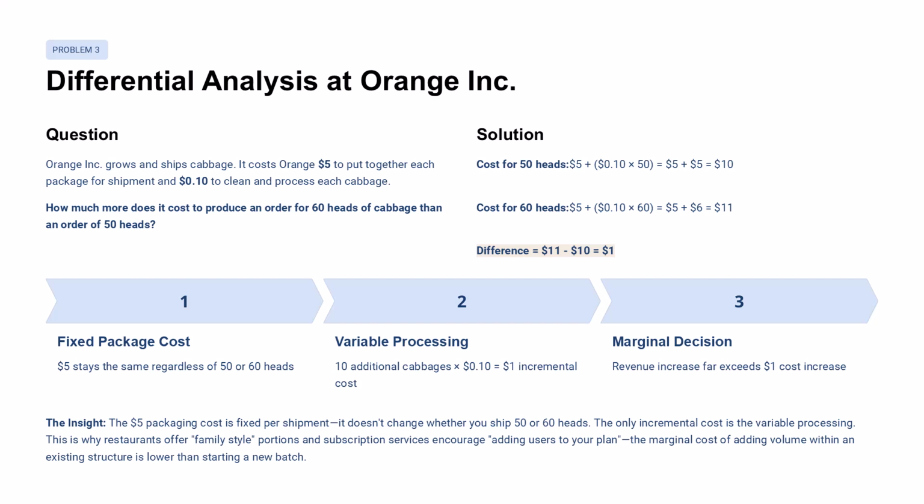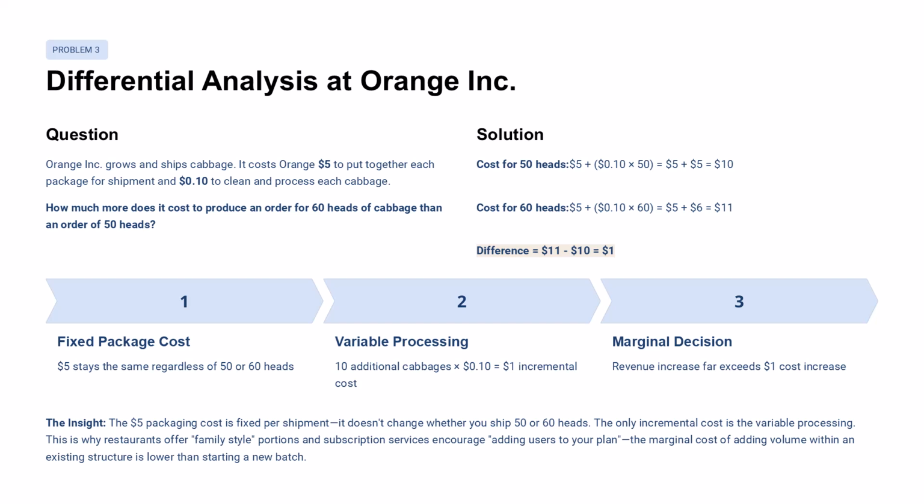Orange Inc. should absolutely pursue the 60-head order over the 50-head order. The revenue increase far exceeds the $1 cost increase. Ray Dalio, founder of Bridgewater Associates, built his investment empire on marginal analysis. His principle of radical transparency extends to costs. You must understand which costs are truly incremental and which are fixed allocations.